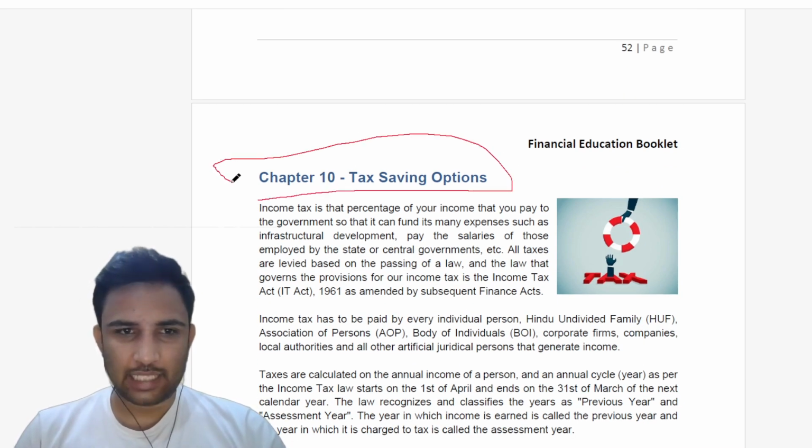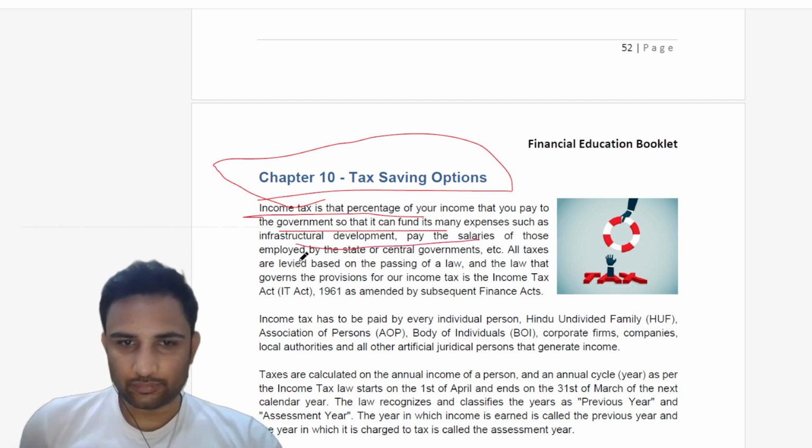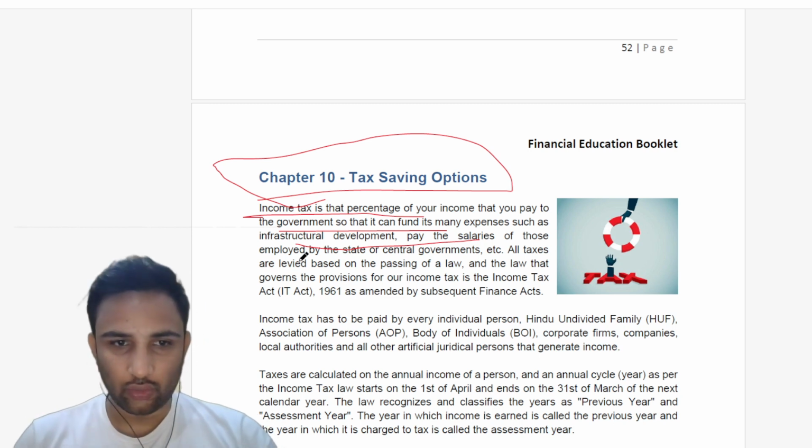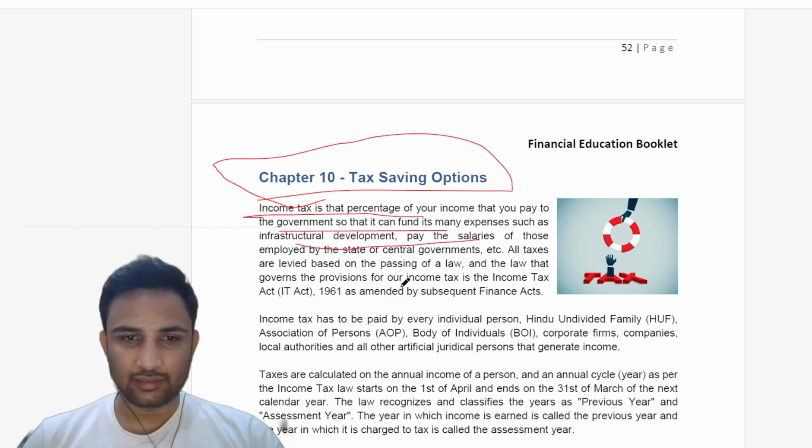Chapter 10. Chapter 10 is tax saving options. Income tax is that percentage of your income that you pay to the government so that it can fund its many expenses such as infrastructural development, and paying the salaries of those employed by the state or central governments, etc. All taxes are levied based on the passing of a law, and the law that governs the provisions of income tax is the Income Tax Act, 1961, as amended by subsequent Finance Acts.